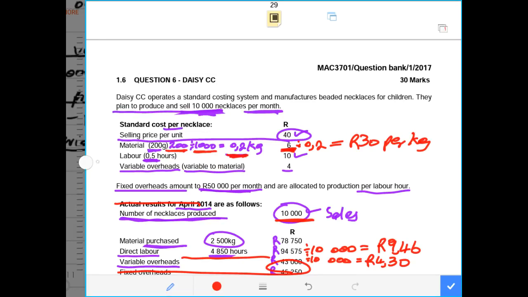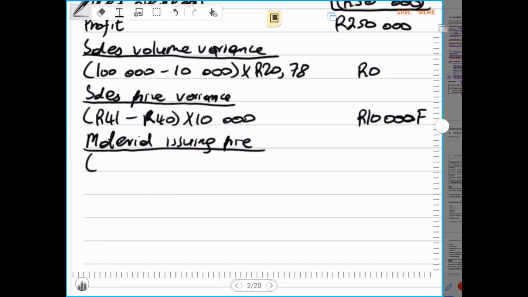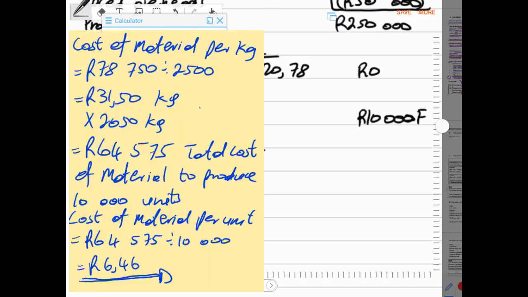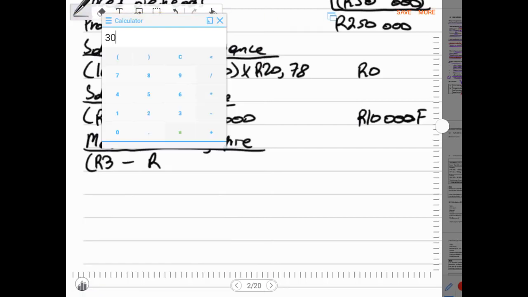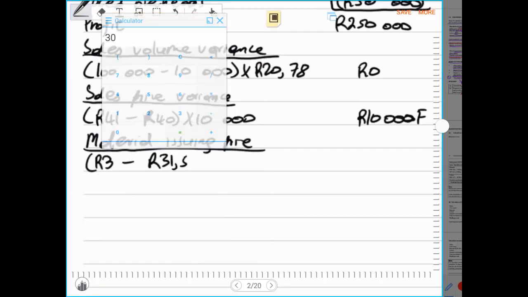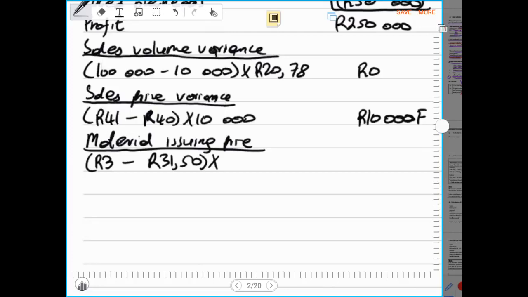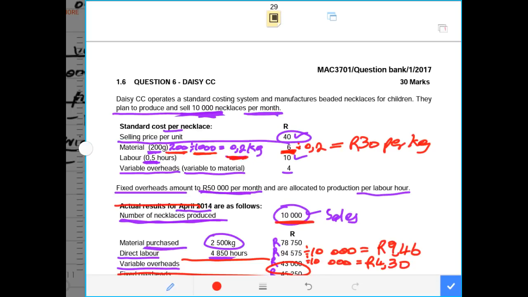So now it means we estimated to incur 30 rand of material per kg. So now it will be a standard cost of 30 rand minus the actual price of material per kg. Remember, we calculated that as 31 rand, if my memory still serves me. We calculated the actual cost of material per kg as 31 rand 50 cents. So because of that, we say minus 31 rand 50 cents, and we multiply this by the actual material that was issued into the production department. Then we times this by 2050. We don't multiply it by the material that was purchased.